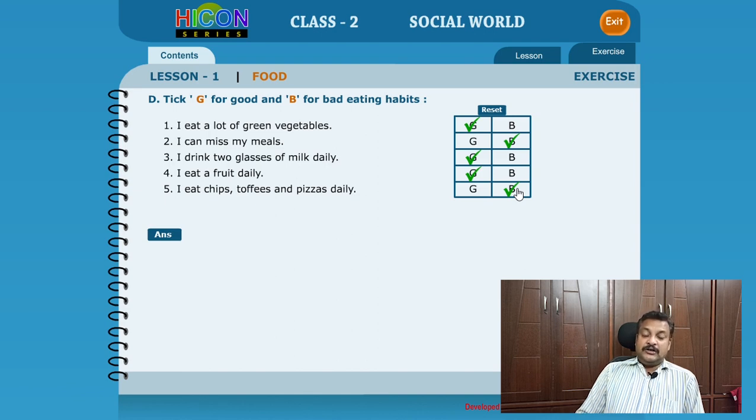I eat a lot of green vegetables is a good eating habit. I can miss my meals is a bad habit because we should not miss a meal. I drink 2 glasses of milk daily. It's a good habit because milk is a wholesome food. I eat a fruit daily. It's a good habit because we need to eat fruit daily because fruits and vegetables have a lot of minerals and vitamins. I eat chips, toffees and pizzas daily is a bad habit because they are known as junk food.